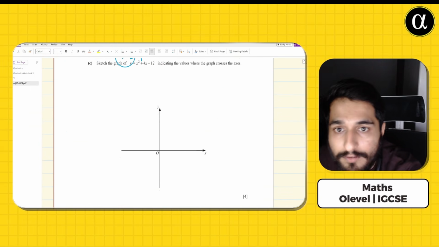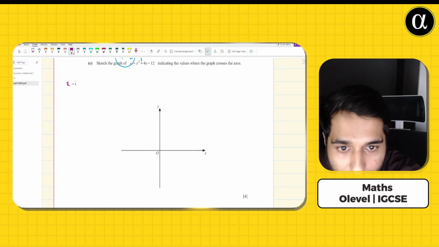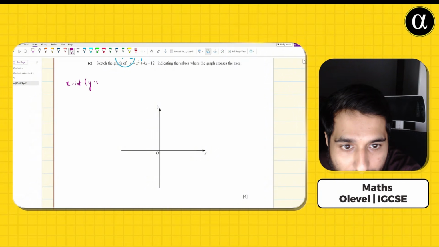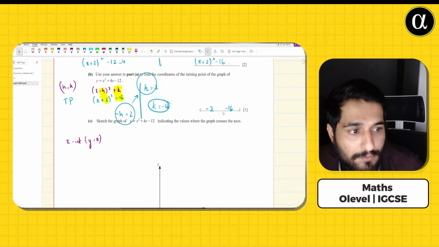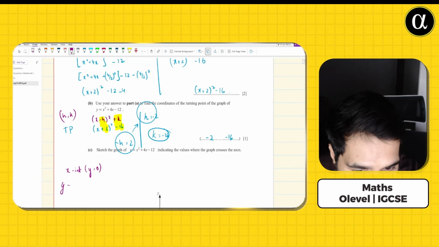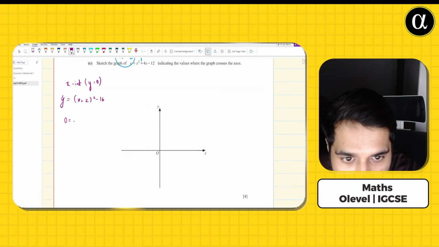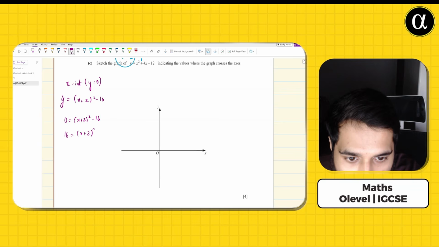Let's see. In order to find the x-intercept, what am I going to do? For the x-intercept, I know that my y is equal to 0, and when my y is equal to 0, this whole thing was basically y is equal to (x plus 2) squared minus 16, and this whole thing is going to be equal to 0. So hence it will be 0 is equal to (x plus 2) squared minus 16, and we know that 16 is equal to (x plus 2) squared, and we apply a square root, so it should be plus minus 4 is equal to x plus 2.